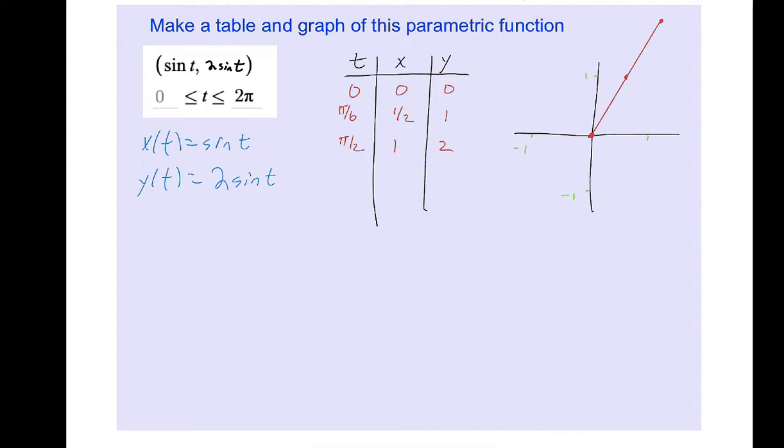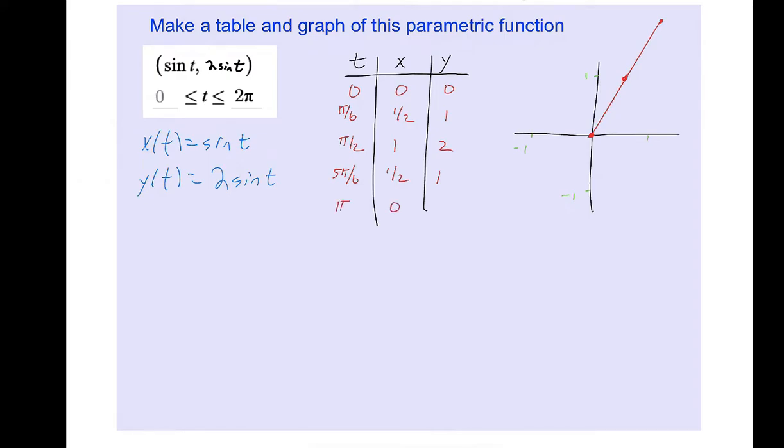I'm going to graph a couple more values here. 5 pi over 6, so a little bit more time has gone by. Our x value is back down to the sine of 5 pi over 6, and the y value is still double that. So we're here. So the point has gone up, it kept going up, and now it's come back. And if we keep going here, we'll see that it will just keep going.